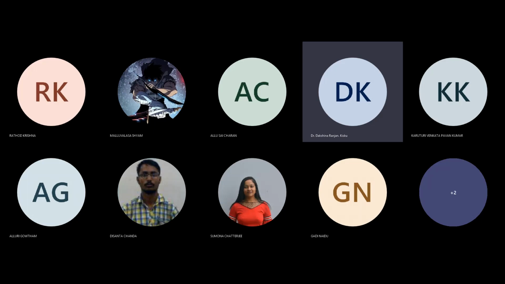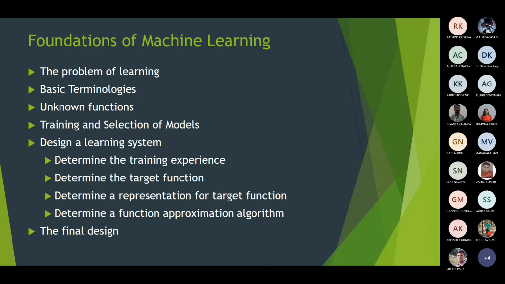They are related to the machine learning techniques. And then we will talk about the unknown functions, and after that we will talk about the training and selection of different machine learning models. Okay, so the basics of machine learning help us to select the different machine learning models, and for those models we will perform the training.